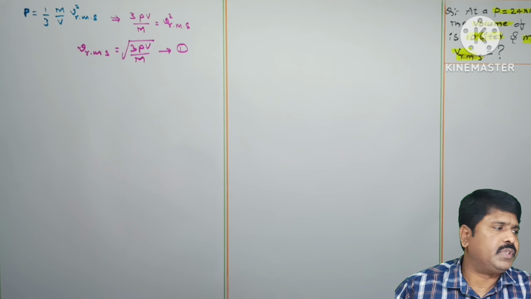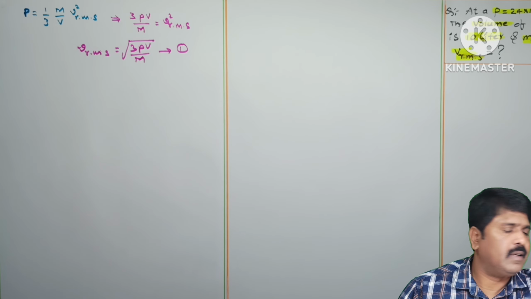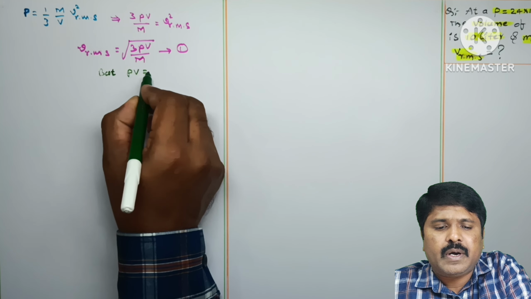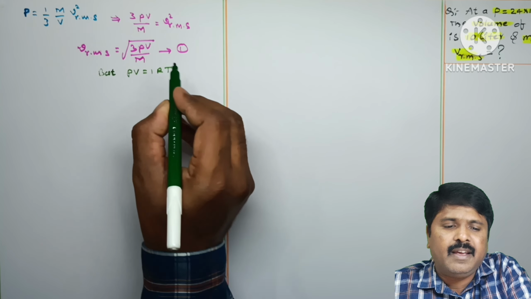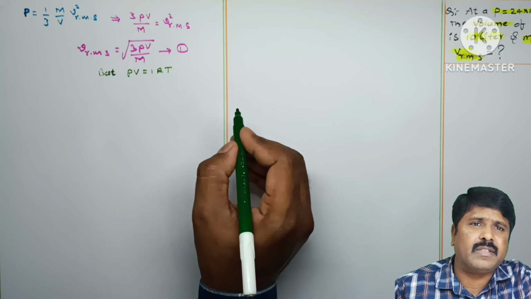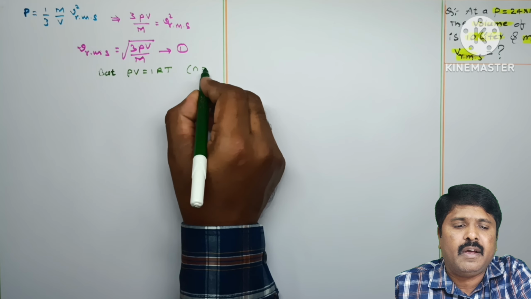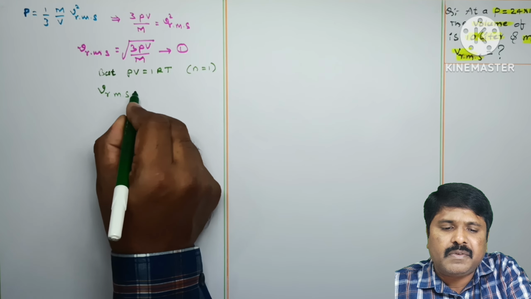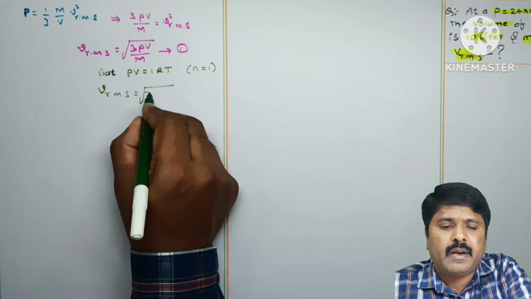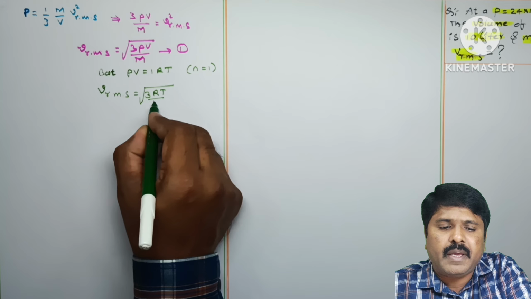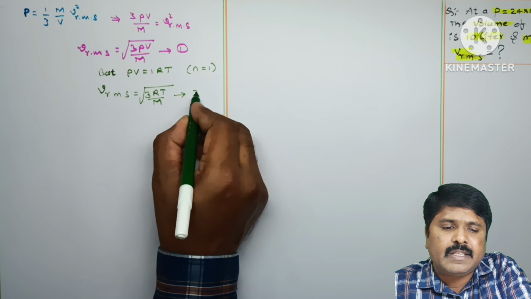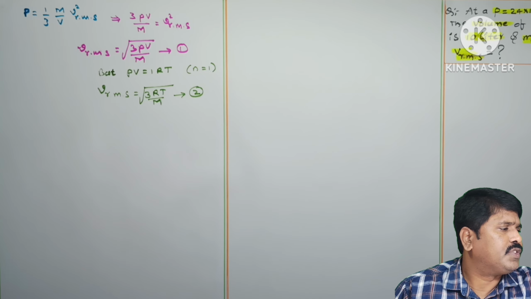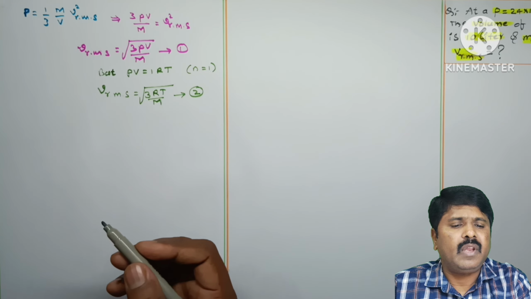And continuation, second one is this: PV is equal to nRT. Actually n is taken as 1 because 1 mole of gas is considered already. Replacing in the above equation, V RMS is equal to root over 3RT divided by M. This I can write as equation number 2.